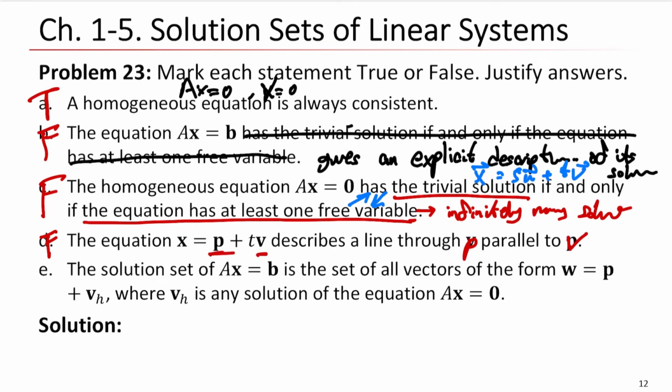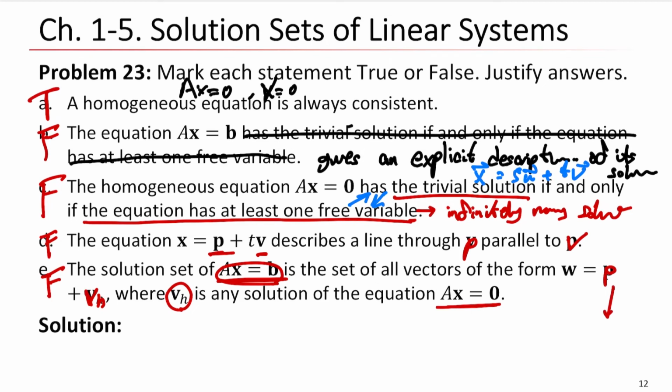And the solution set of Ax equals b is the set of all vectors of the form w is equal to p plus vh, where vh is any solution of the homogeneous equation Ax equals 0. In other words, this solution set is the vector p plus the solution set of the homogeneous system. So is this true or false? False. Why?